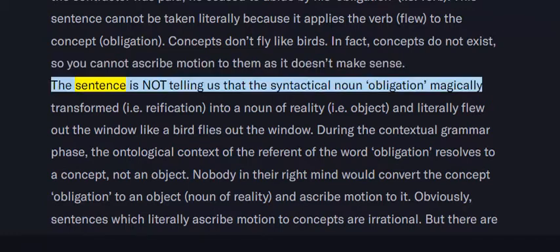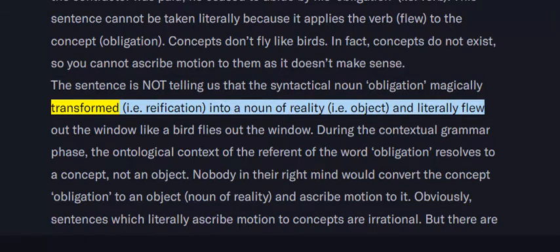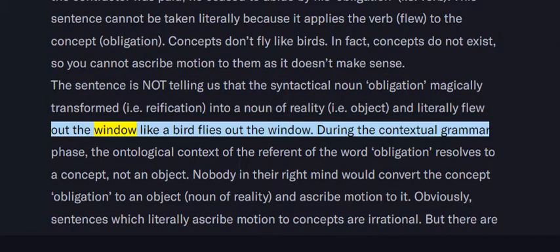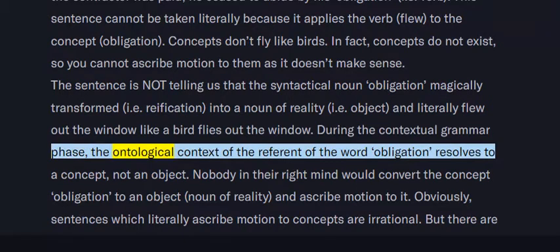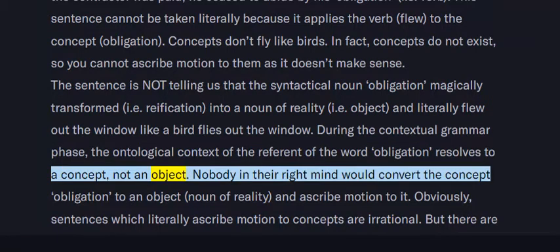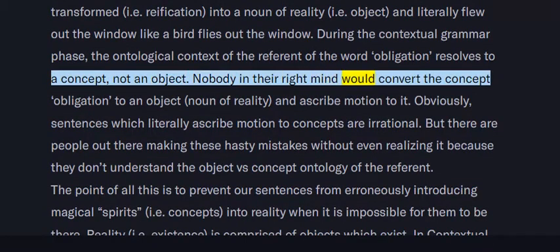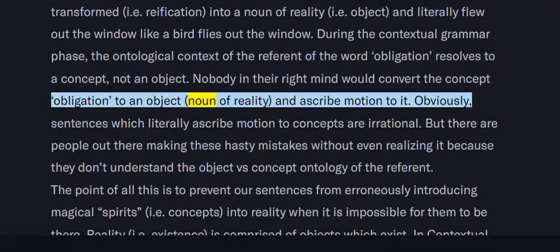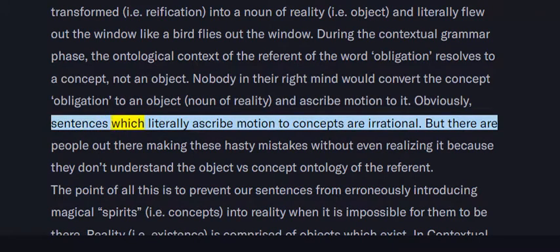The sentence is not telling us that the syntactical noun obligation magically transformed, i.e. reification, into a noun of reality, i.e. object, and literally flew out the window like a bird flies out the window. During the contextual grammar phase, the ontological context of the referent of the word obligation resolves to a concept, not an object. Nobody in their right mind would convert the concept obligation to an object, noun of reality, and ascribe motion to it. Obviously, sentences which literally ascribe motion to concepts are irrational.